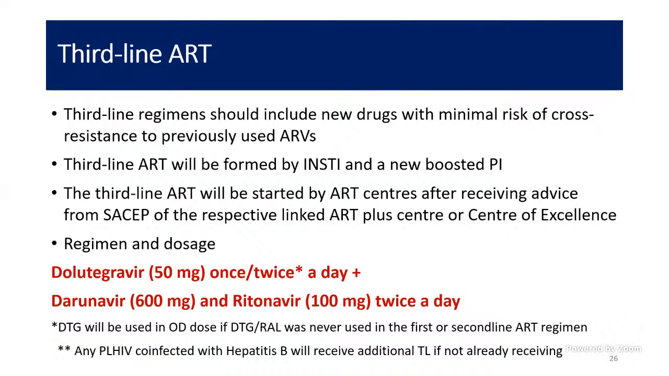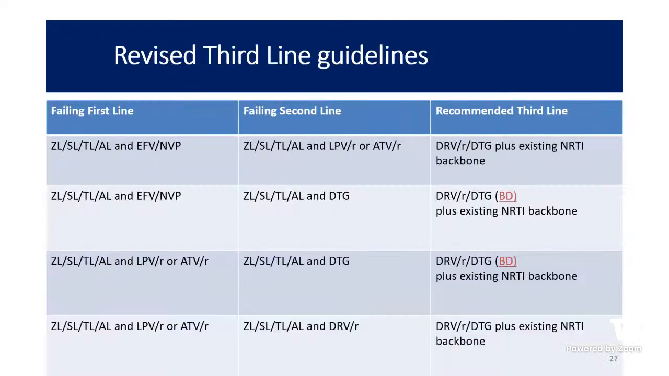Now, DTG will be used in once daily dose. DTG was never used in the first or second line ART regimen. We have a small star close to twice a day DTG dose. That is, if a patient had failed on DTG in the first line or second line regimen, and we need to continue DTG in the third line, the dosage will be twice daily. Any PLHIV co-infected with hepatitis B, as I said, will always be receiving an extra dose of TL.